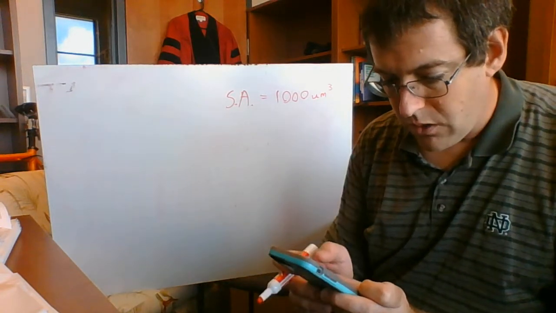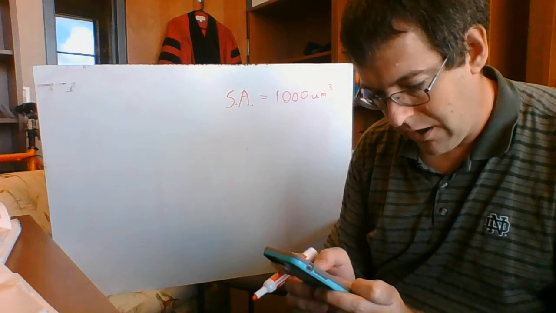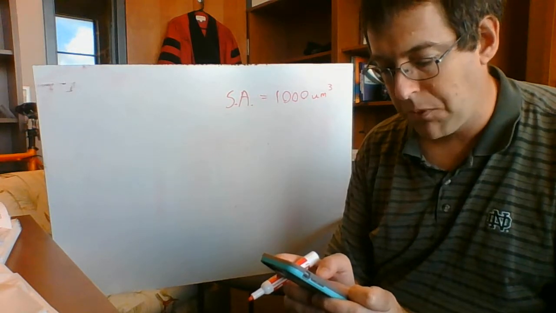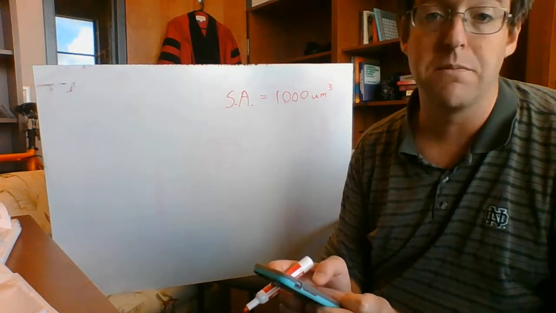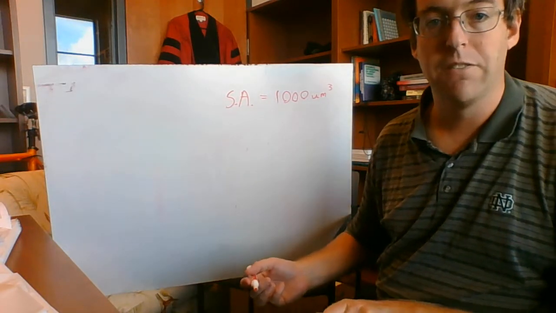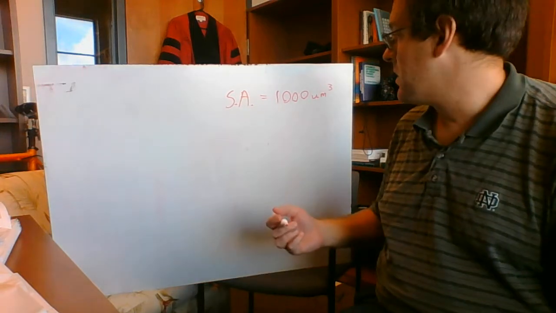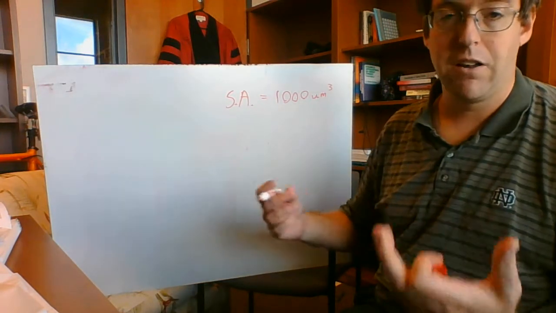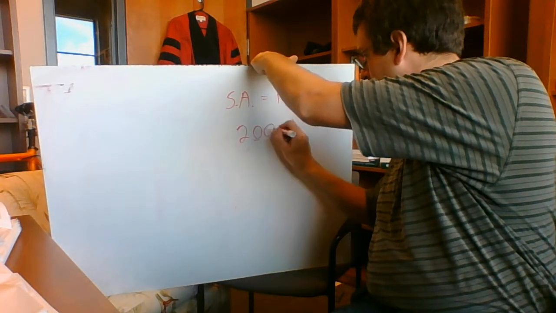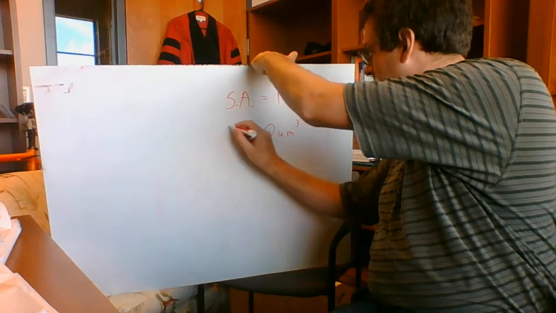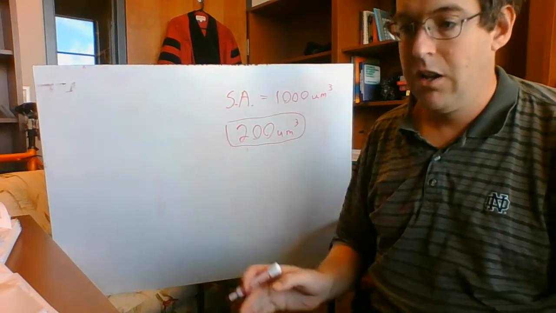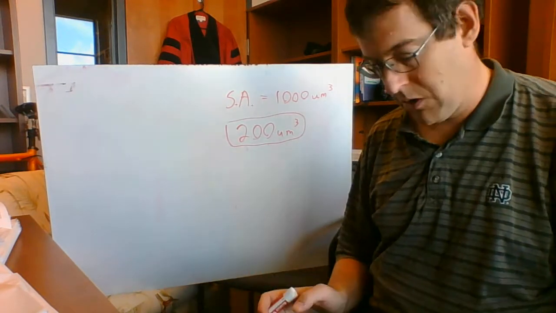The next thing it says is that 20% of the surface area is covered with these microvilli. You already calculated the surface area of this eukaryotic cell, so the surface area of this patch is 20% of this. Hopefully you can do the calculation and figure out that this patch is going to have a surface area of 200 micrometers. So there's step one. We know the surface area of the patch that we're dealing with.